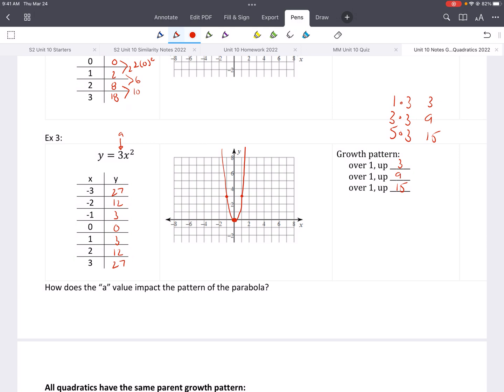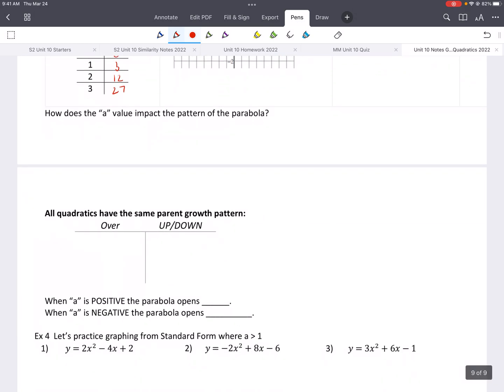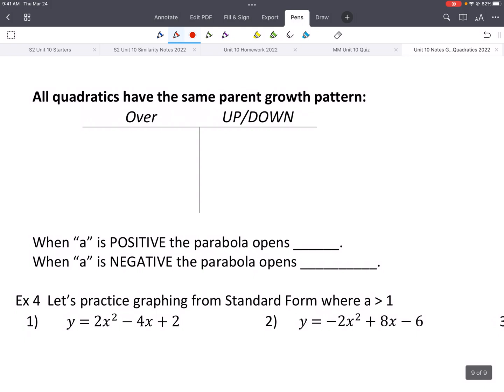So how does the a value impact the pattern of the parabola? Well, a just multiplies everything, or multiplies the scale factor by that a value, if that makes any sense. I'll explain it a little better here, hopefully. So from the vertex, we have to always start from the vertex. We're always going to go over 1. And then from here, we're either going to go up or down 1 times whatever a is.